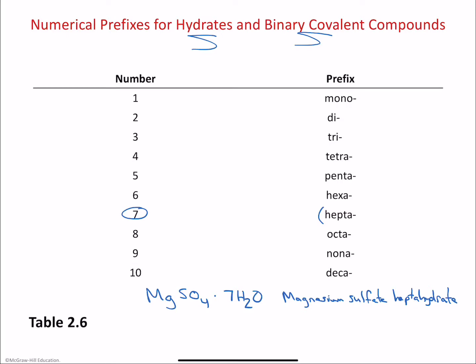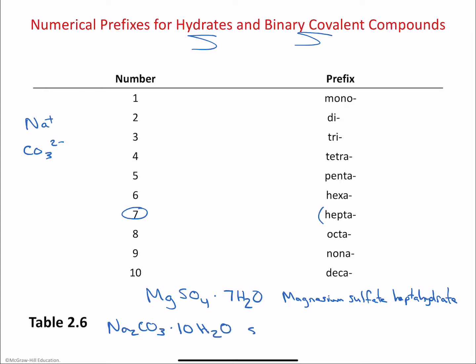Another example would be sodium carbonate decahydrate. If you remember carbonate, the polyatomic ion carbonate was CO3 2-, and sodium has a charge of +1. So I need to have 2 sodiums. So I'll put Na2 to balance out my carbonate. So there's sodium carbonate. And for each formula unit of sodium carbonate, it can hold 10 water molecules. So I'll put 10 followed by H2O.